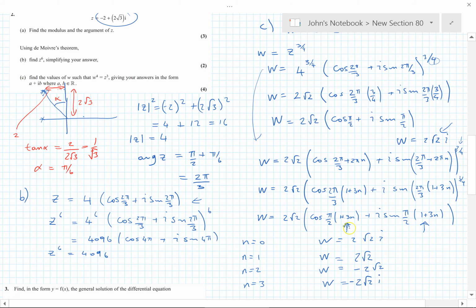minus, because this one will be equal to 0, and this one, or the other way around. I think that will give us our 4 solutions. I may have these in a different order.